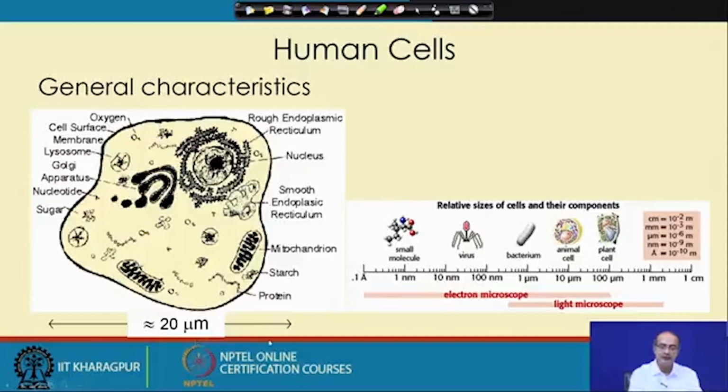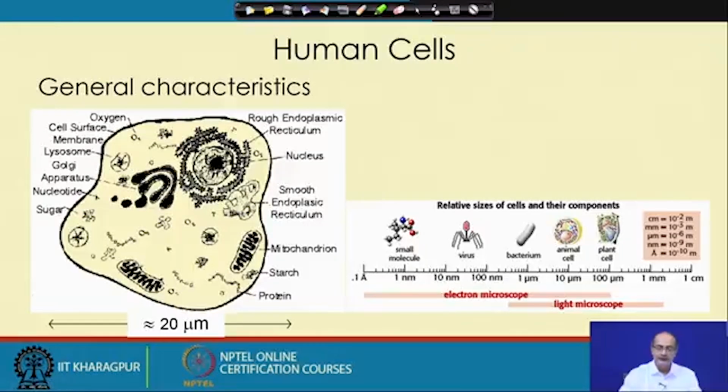We find that an animal cell is about 20 micrometers in diameter, and it is surrounded by a semipermeable membrane. Within this membrane we have some liquid called cytoplasm, and outside also some liquid is there, called interstitial liquid. So, on both sides liquids are there.